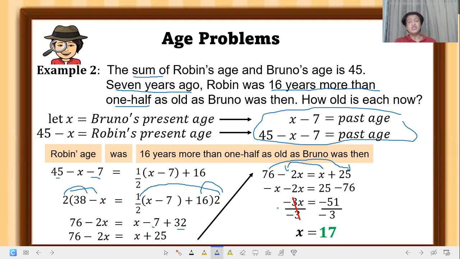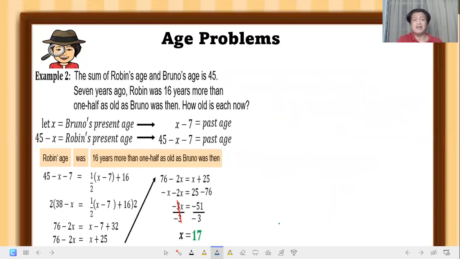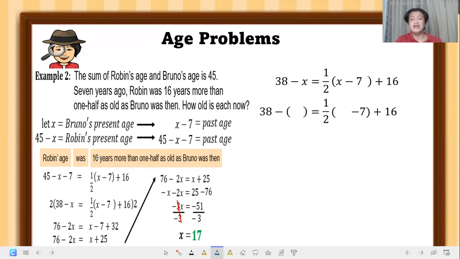Okay? So with that, you can now derive the age of Bruno and Robin given the value of x which is 17. Okay, paano natin malalaman yung age nila? Okay, copy lang natin yung given equation. Let's check lang natin, substitute. Yung 17, then simplify natin. Okay, bring down. Then all you have to do is you are going to simplify first inside the parentheses.